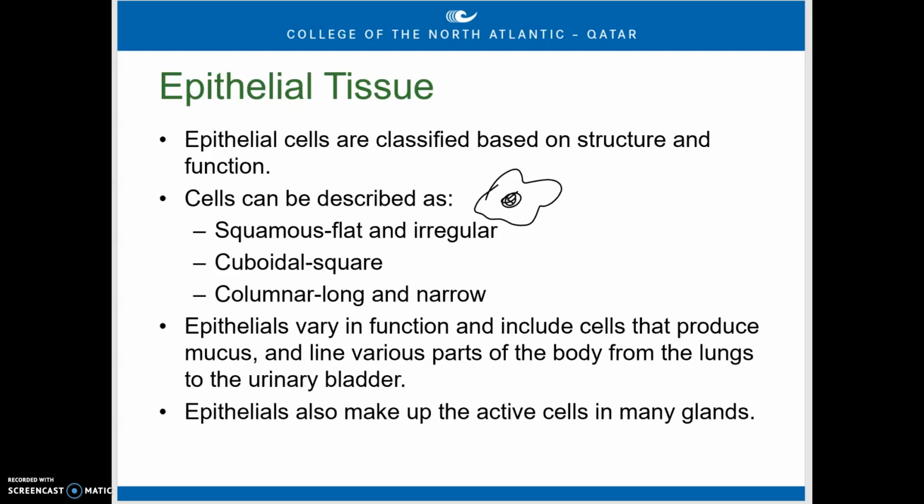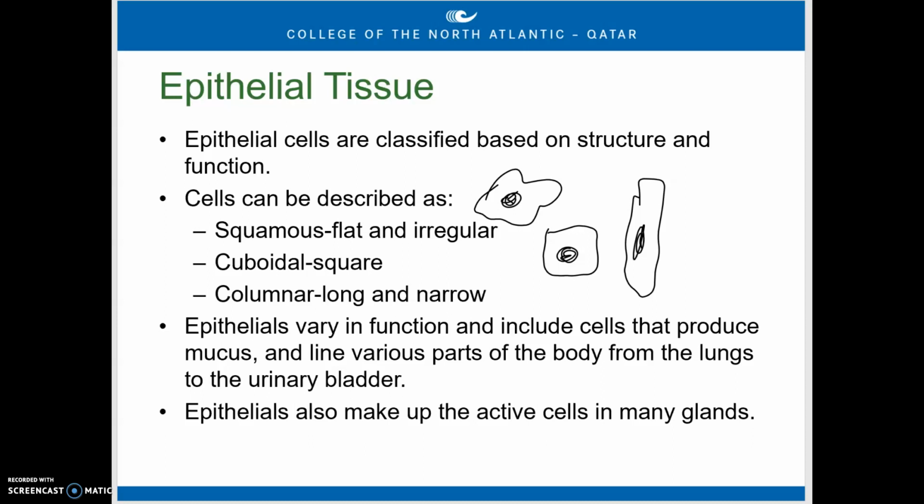The next ones we can have are these cuboidal cells, and they're exactly what the name suggests. They're shaped like a cube. We've got a nucleus in the middle, and then we also have these columnar ones, which are shaped like a rectangle. So that's one way that we identify or classify epithelial tissues.